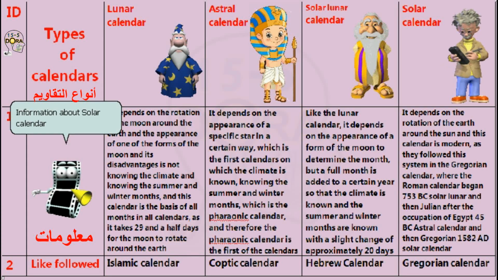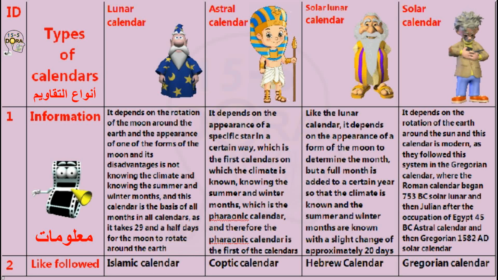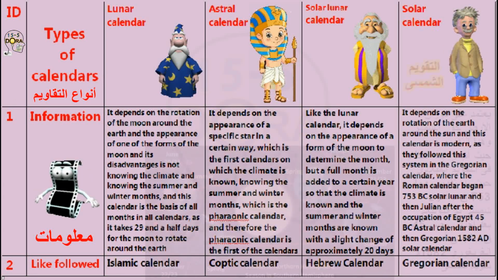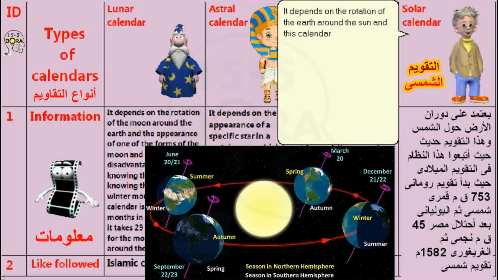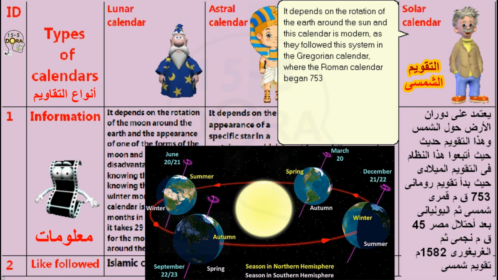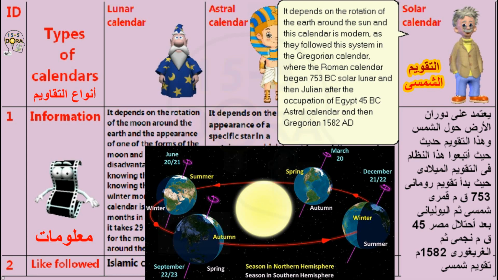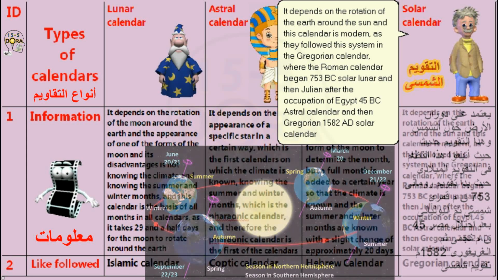Information about the solar calendar. It depends on the rotation of the Earth around the Sun, and this calendar is modern, as they followed this system in the Gregorian calendar. The Roman calendar began in 753 BC as solar lunar, and then the Julian calendar after the occupation of Egypt in 45 BC as an astral calendar, and then the Gregorian in 1582 AD as a solar calendar.